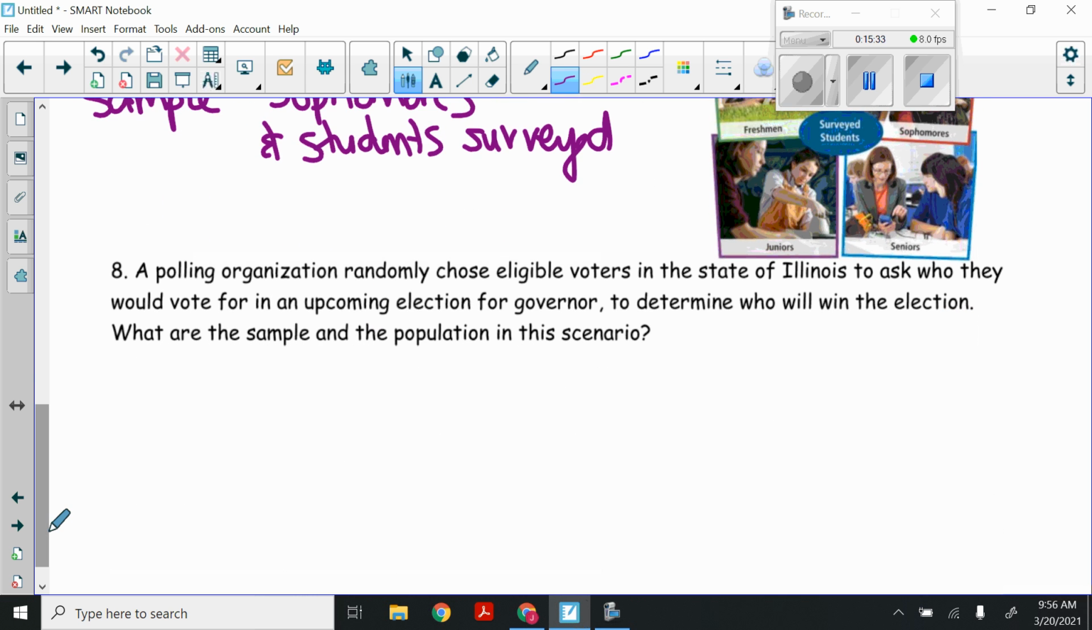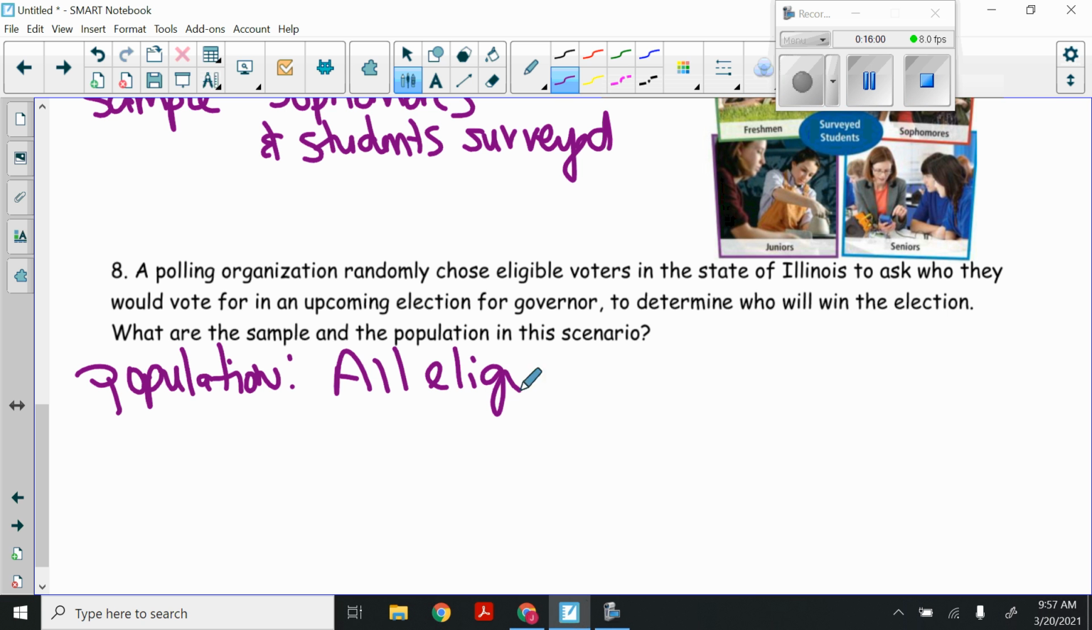Number 8, a polling organization randomly chose eligible voters in the state of Illinois to ask who they would vote for in an upcoming election for governor to determine who will win the election. What are the sample and the population in the scenario? Population, we'll start with that, okay? The population, that's the large picture. Population would be all eligible voters in Illinois.